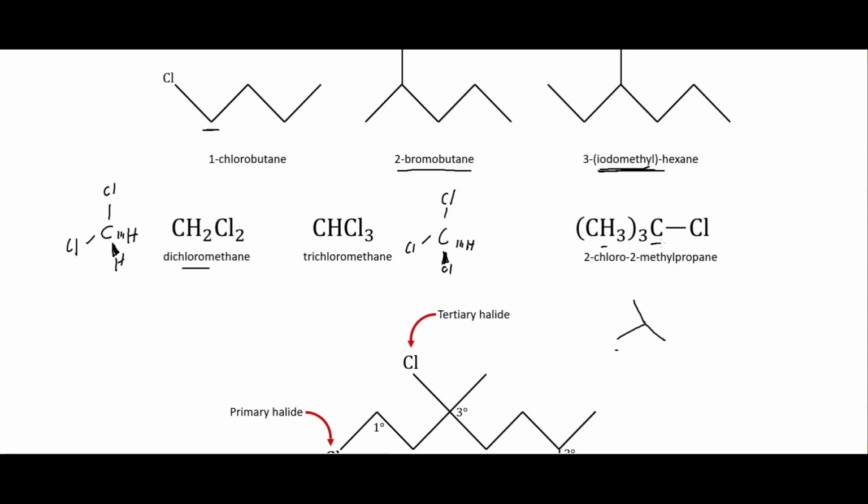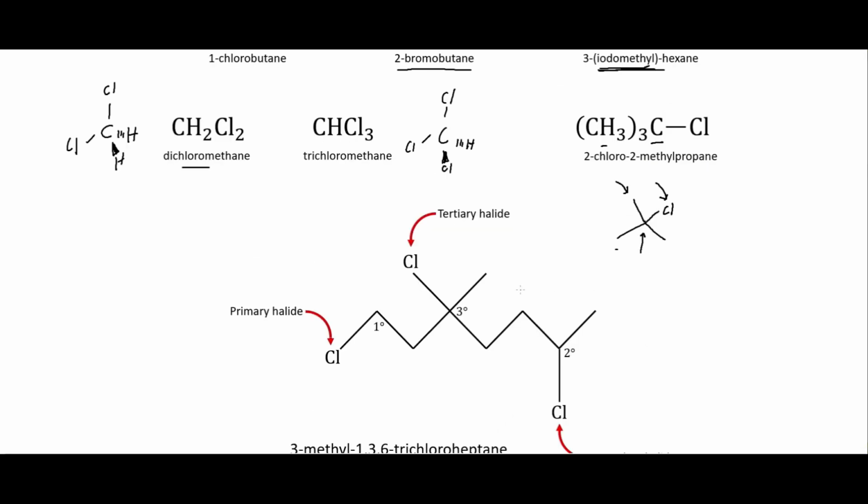So this is our central carbon here. We have this methyl group, and this methyl group right there. So that's our 3 methyl groups, and then we have a chlorine right there, and so that's our 2-chloro-2-methylpropane. So if this right here is our second carbon, this is our 2-methyl, and this is our 2-chloro right there. And so that's how you would name that one right there.